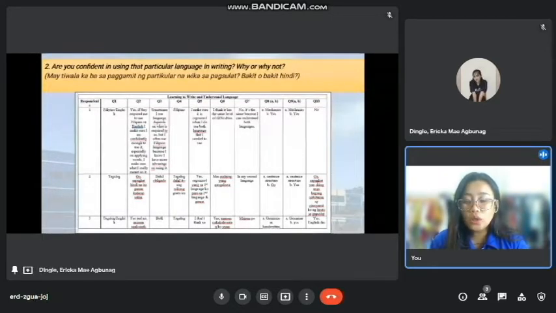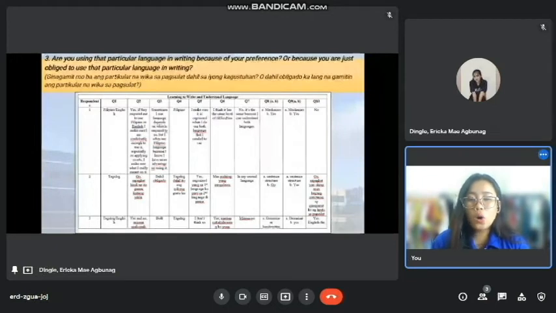On the whole final findings, it shows that the majority of the respondents are confident in writing their preferred languages, which are English and Tagalog, and that only a small percentage of the respondents are uncertain. So, proceeding to the third question, are you using that particular language in writing because of your preference, or because you are just obliged to use that particular language in writing?